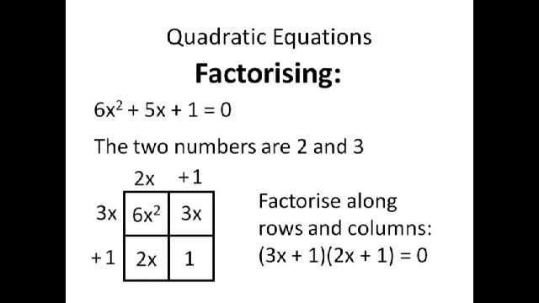So 3x plus 1 equals 0. 3x equals negative 1. x equals negative 1 over 3. 2x plus 1 equals 0. 2x equals negative 1. x equals negative 1 over 2. That sort of thing, but for whatever brackets you've got, whatever question you've got.